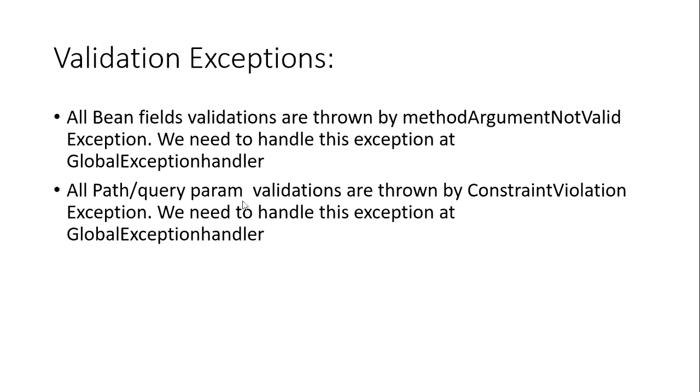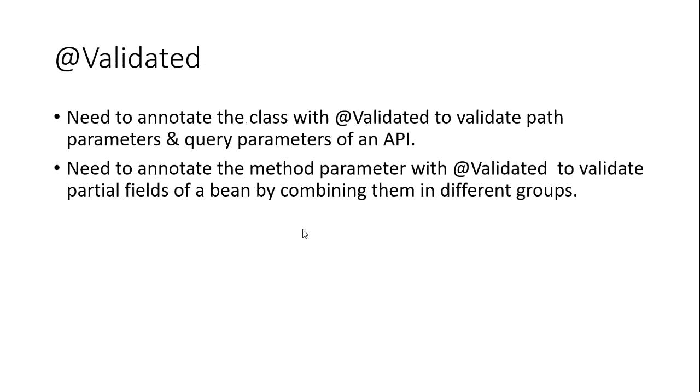Again, we need to handle this exception in the global exception handler to have our own customized error response. @Validated: we need to annotate the class with @Validated to validate the path parameters and query parameters of an API that we discussed some time before. And similarly, we can annotate the method parameter with @Validated to validate partial fields of a bean by combining them into different groups. So this is what we have discussed. I hope I have covered all the validation scenarios of a Spring Boot REST API.